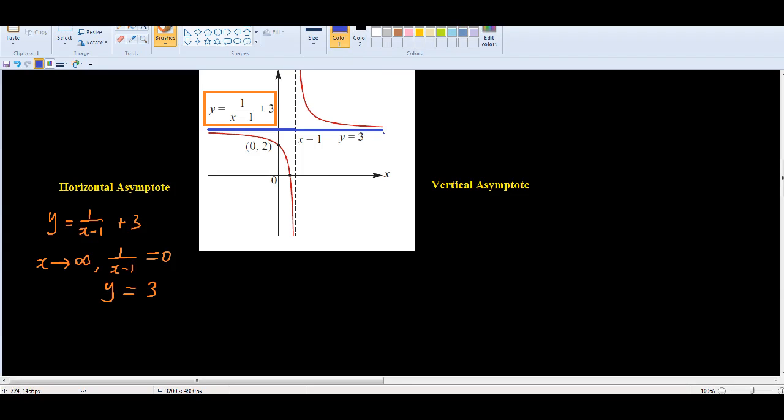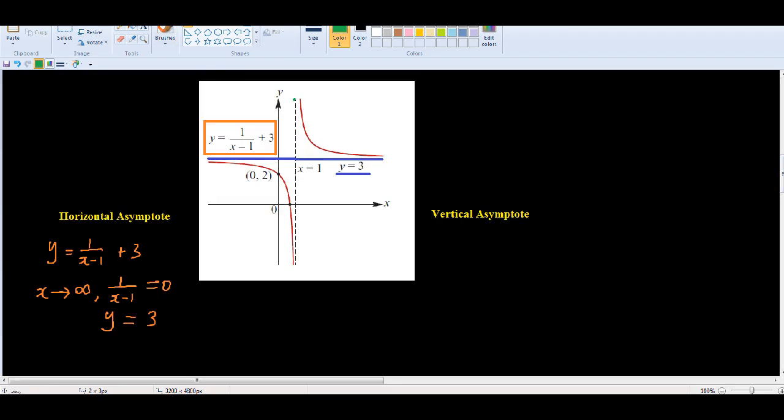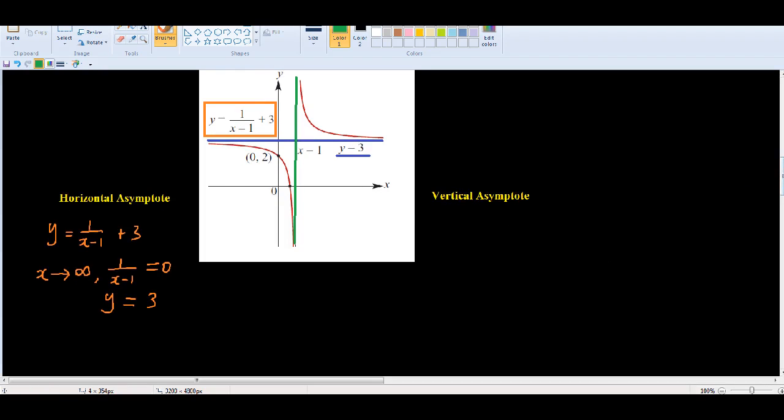Okay, so let's write horizontal asymptote here. Let's just highlight this. So this is our horizontal asymptote. How about the vertical asymptote? In this case, the vertical asymptote is indicated by this green line. This vertical asymptote is x equals 1, as you can see. But how can we know it is x equals 1? This has to do with the denominator x minus 1.